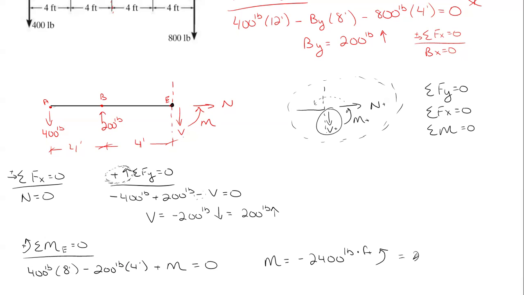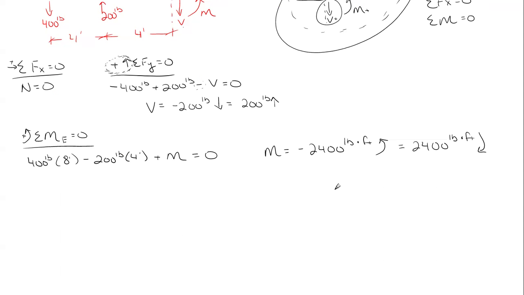So what that means is that it's actually 2,400 pound feet of moment rotating in the clockwise direction. All right. So now that I have my values and I know their arrow directions, here comes how you actually show your final answers for internal forces. And it's going to be using these positive sign conventions here.